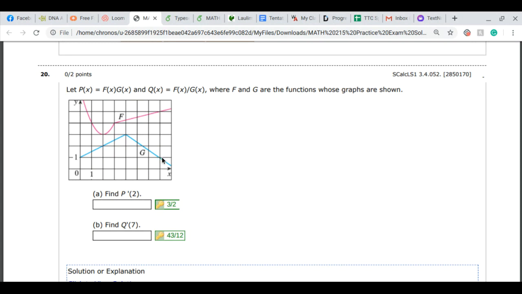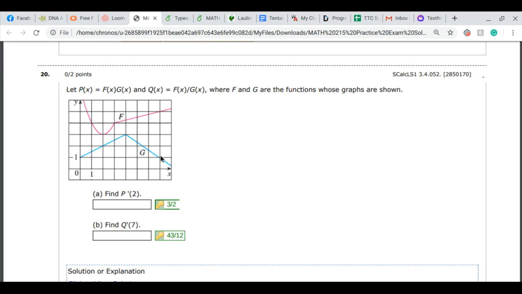Now, what's f prime of 7? It is the rise over the run. So here, f went 1, 2, 3, 4 units over, and 1 unit up. So f prime of 7 is 1 fourth. 1 fourth times g of 7, which is 1. So 1 fourth minus g prime of 7 times f of 7. f of 7 is all the way up here, 1, 2, 3, 4, 5.